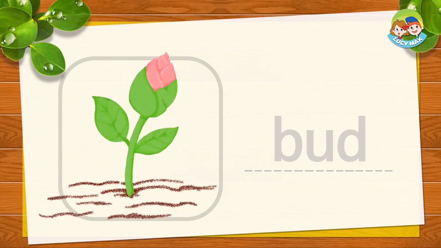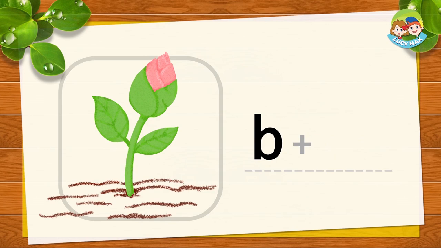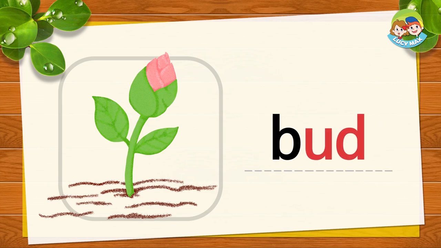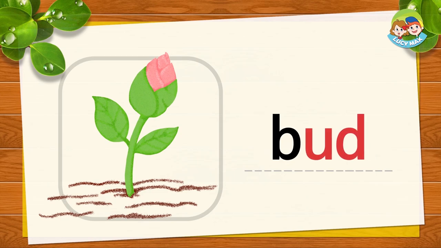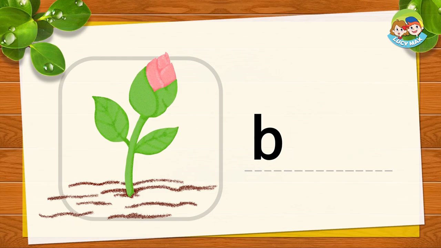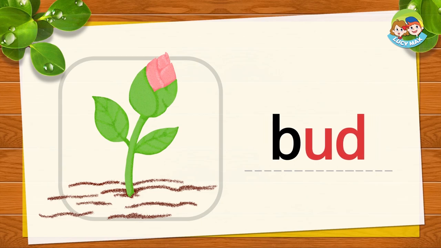This is a bud. It will be a flower soon. B, ud. Together is bud. B, ud. Bud. It's your turn. Very good.